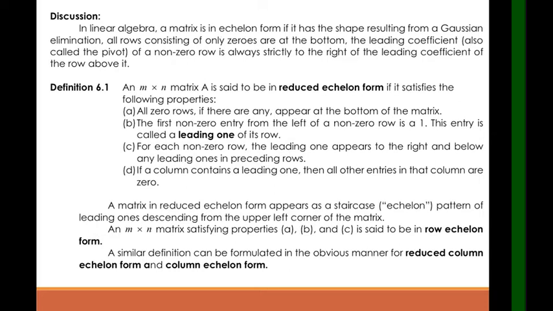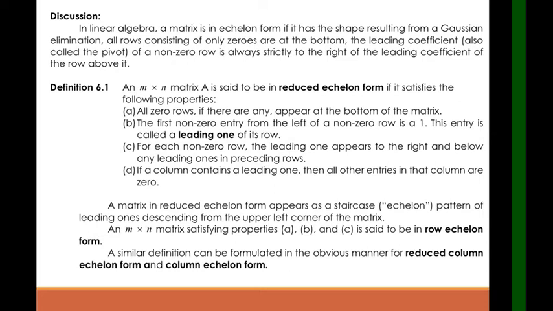Letter C. For each non-zero row, the leading one appears to the right and below any leading ones in preceding rows. And finally, letter D. If a column contains a leading one, then all the entries in that column are 0. So dapat lahat daw ng entry dun sa column na yon ay 0.